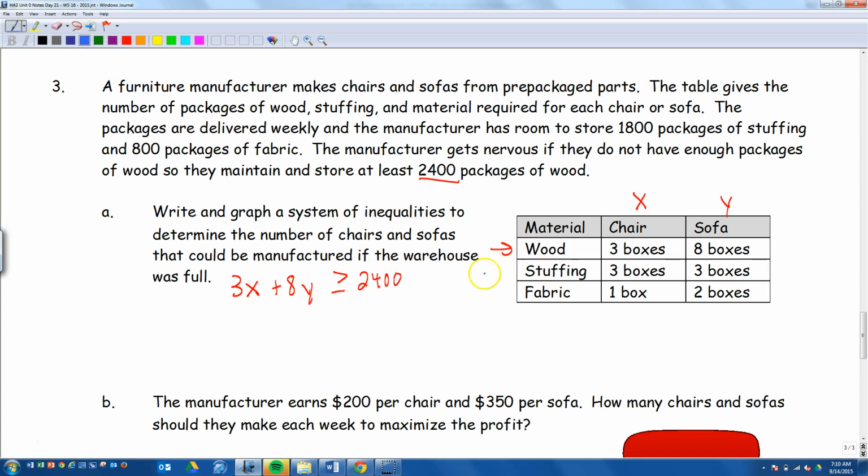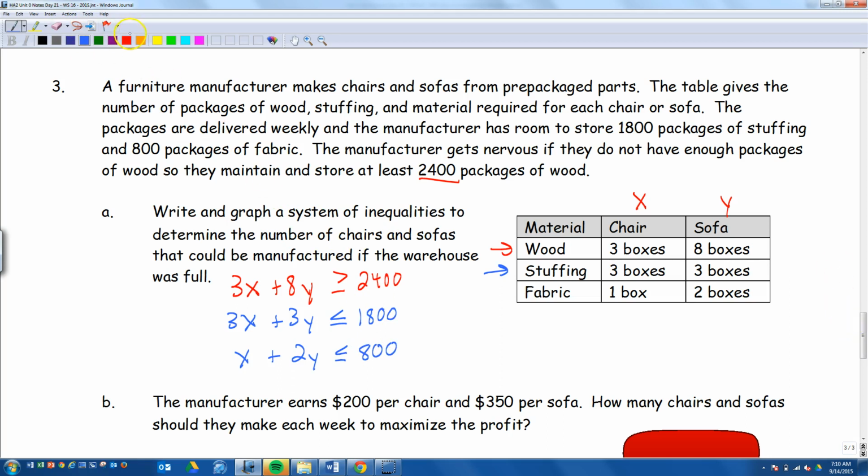The next one says stuffing. Again, we have 3 per chair and 3 per sofa. And now for the stuffing, if you read up here, it says that you can store up to 1,800 packages of stuffing, which means that this has to be less than or equal to 1,800. And finally, we have the fabric, which is 1 per chair and 2y for the sofa. And again, we can only store 800 packages of fabric, so it is less than or equal to 800. So those are my 3 equations. So we have to graph these.